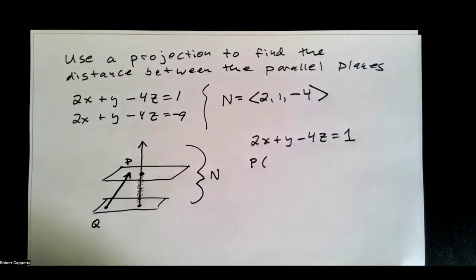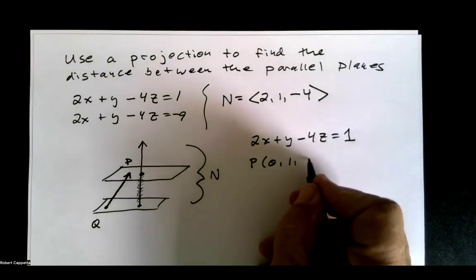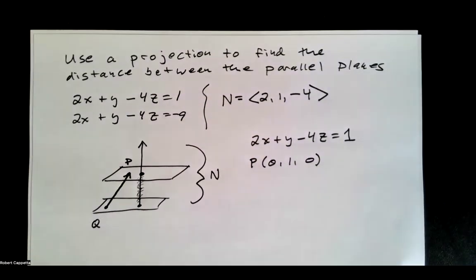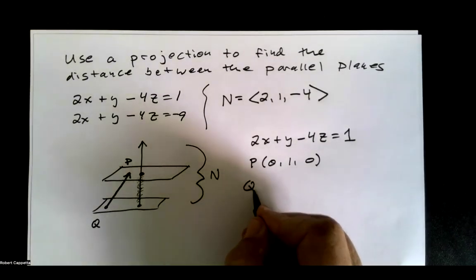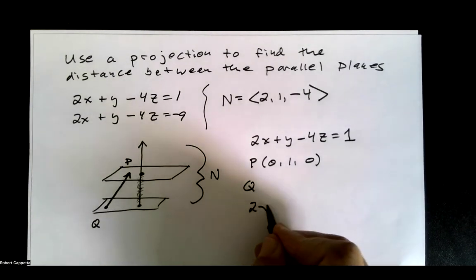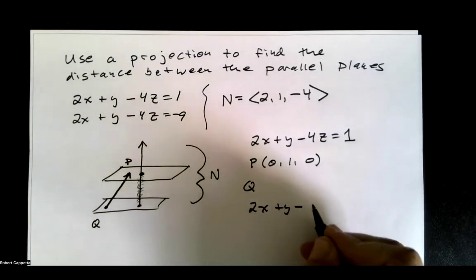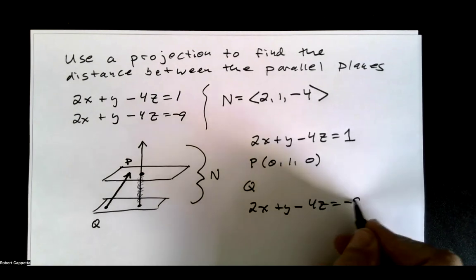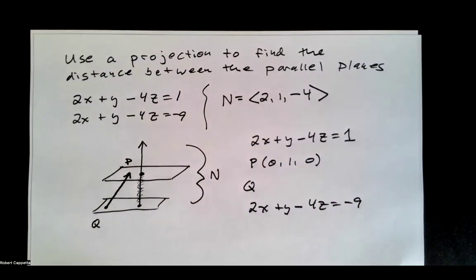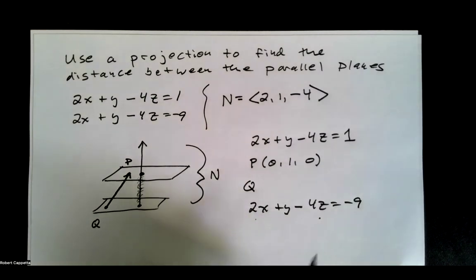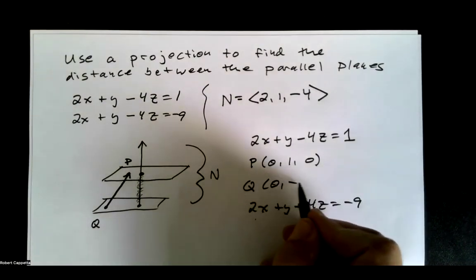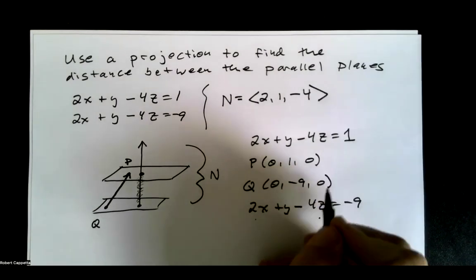What's a point that is on this plane? How about 0, 1, 0? 2 times 0 plus 1 minus 4 times 0 is 1. So that's my point P. How about Q on the second plane? The point Q has got to be on 2x plus y minus 4z equals negative 9, going for the same idea. If x is 0 and z is 0, y would have to be equal to negative 9. So Q would be 0, negative 9, 0.